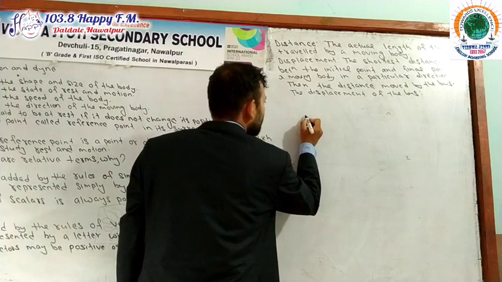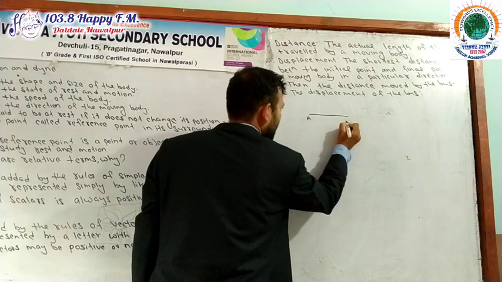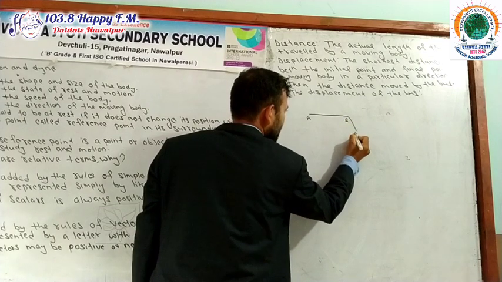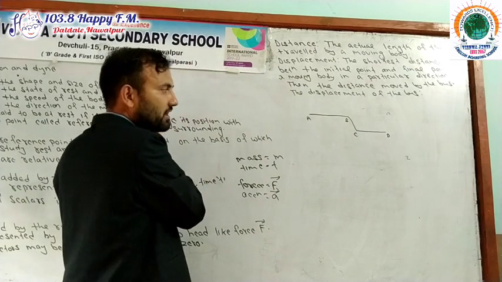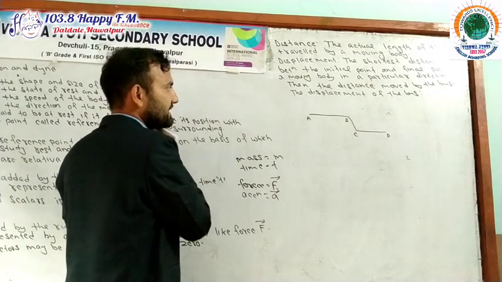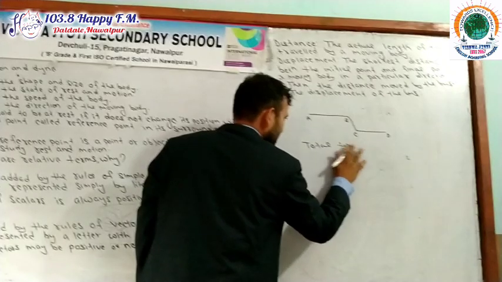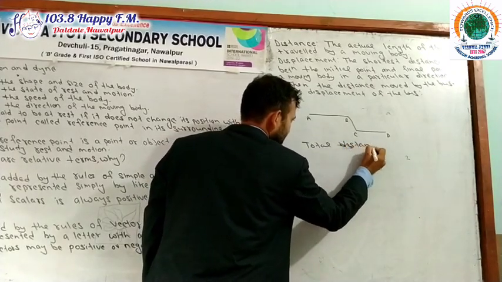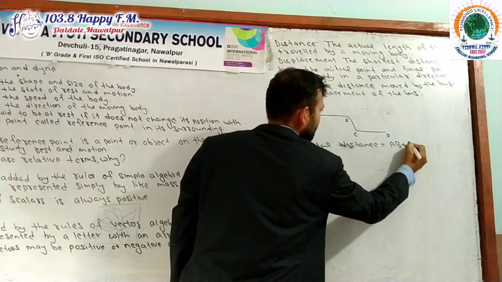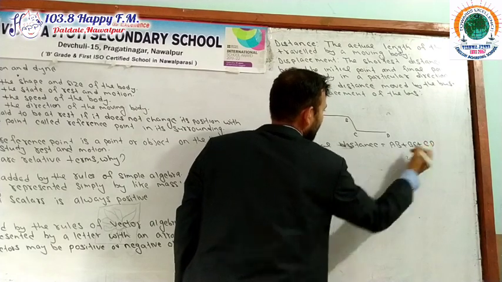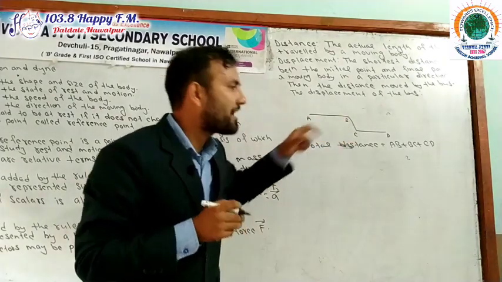When a bus moves from A to B, B to C and C to D, the total distance is equal to AB plus BC plus CD. That is the actual length of the path traveled by a moving body.